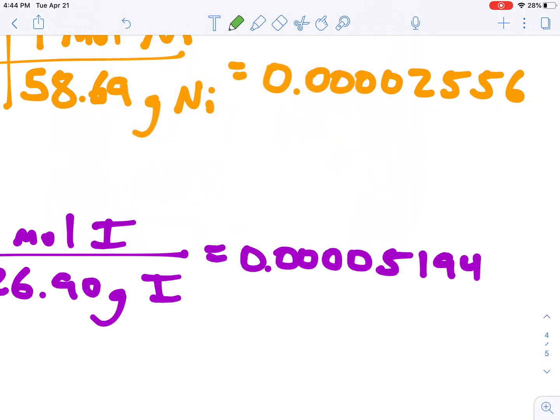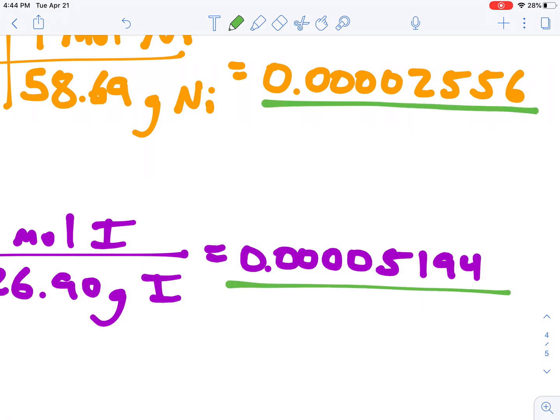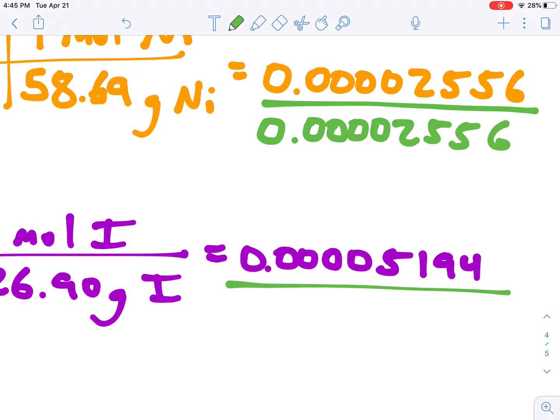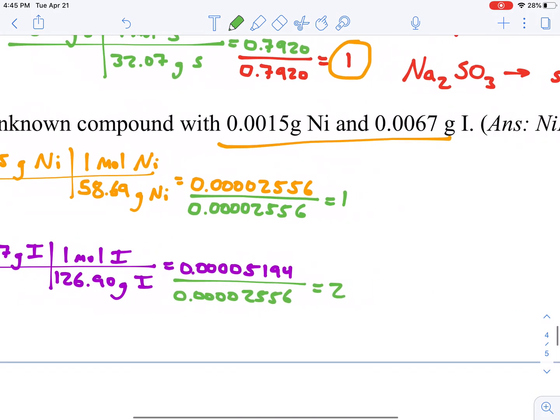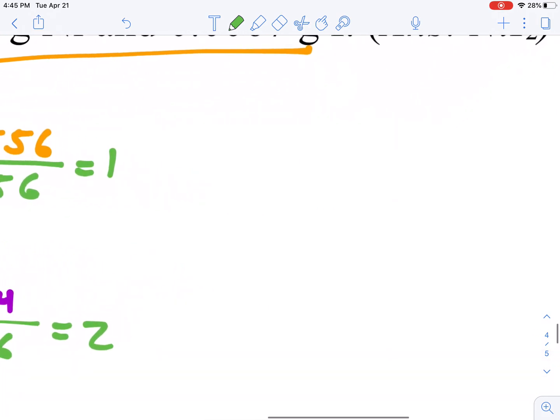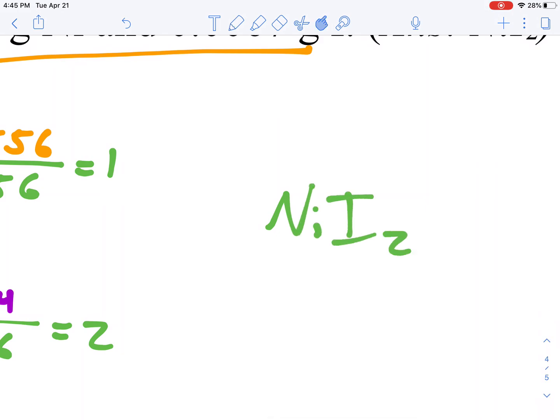relationship between them. So we are going to divide by the smaller one. They both are 0.00s, and then one has a 2, one has a 5, so the 2 is smaller. 0.00002556 is our denominator in both cases. Up top, it's just the same number divided by itself, and down here, if you do that division, you'll get the whole number 2. So that's telling you that in this compound, our ratio is for every 1 nickel, there are 2 iodines.